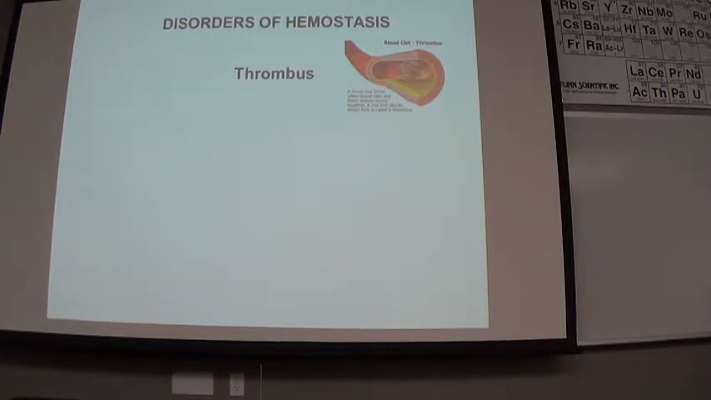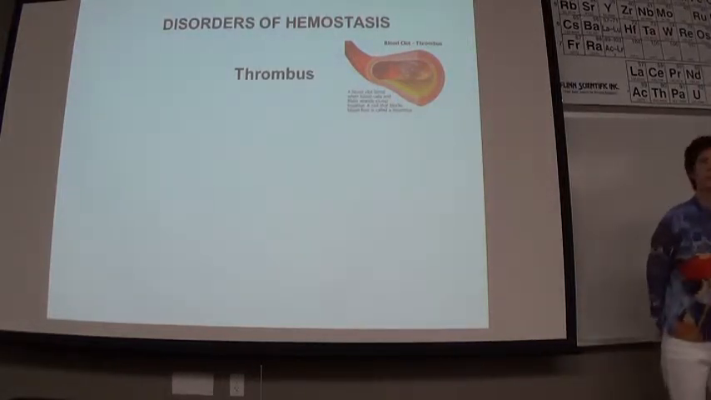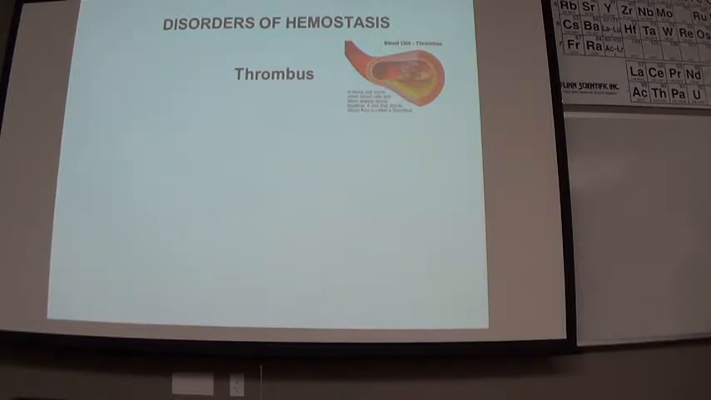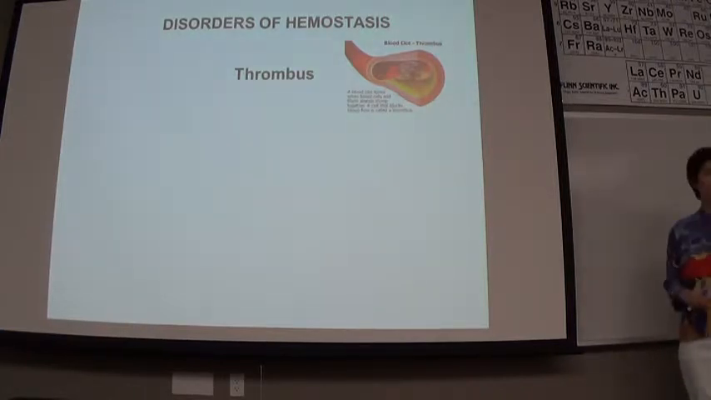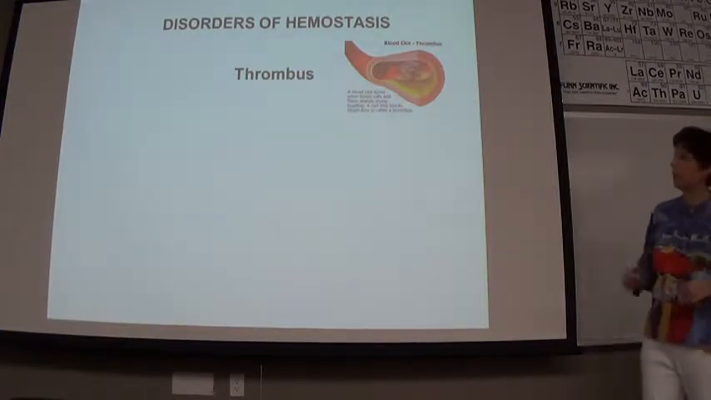So thrombus and embolism. How are they related? An embolism is a blood clot that goes where it's not supposed to. Okay, so a thrombus is a stationary blood clot. An embolus is what we call that when it moves.